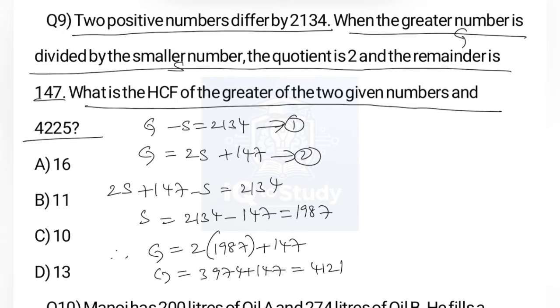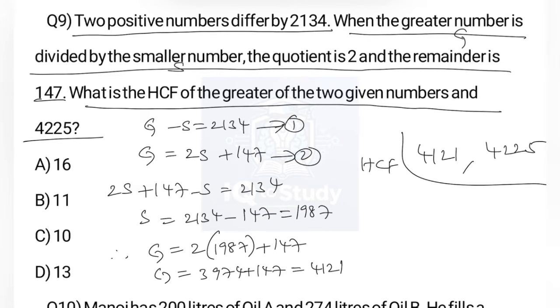We have to find the HCF of greater of two given numbers and 4225. Among this, the greater is 4121 and the next number given is 4225. Let's find the HCF. HCF is equal to 13.